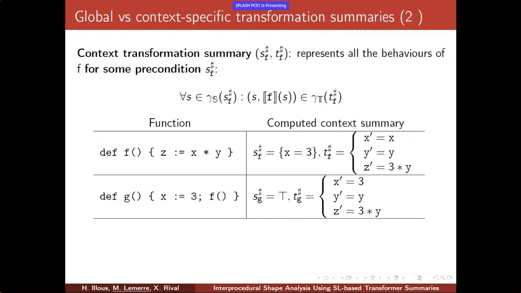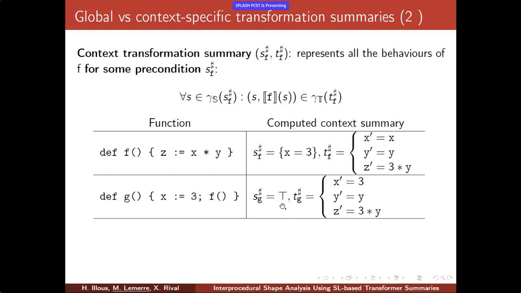So now we can redo our analysis. Basically, what we will do now is that we will compute the summary for f, but only in the case where x is equal to 3. And in this case, we are able to perform a transformation analysis and to have a summary of f which is precise, which is exact actually.